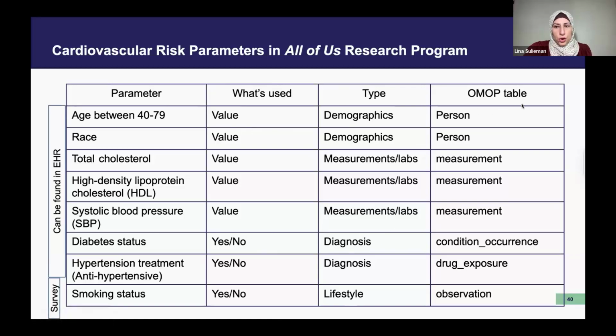And if you're interested to know which OMOP table we used to extract this information, we included that in the last column. And the most important thing is that we're going to use the smoking status, which we extracted from the lifestyle survey, and usually you can find that in the observation table.